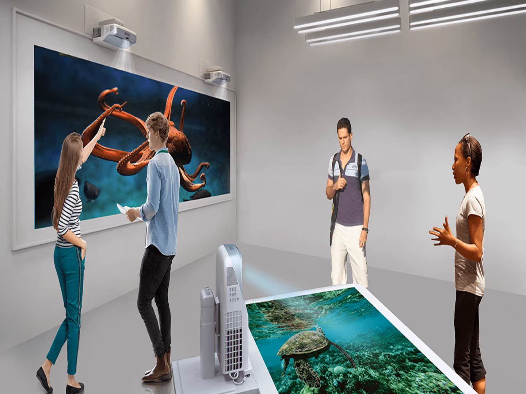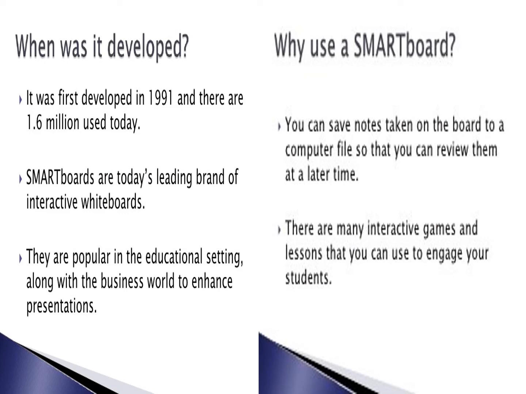Here is a picture of a smart interactive board which is used in many places. It's a technological advancement that helps us to teach more effectively. We should know when the smart interactive boards were introduced. It was developed in 1991, and there are 1.6 million users now. You can see the smart boards are a leading brand of the interactive whiteboards.